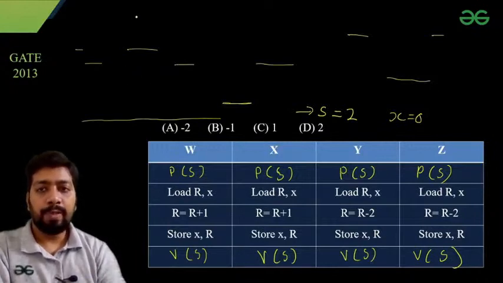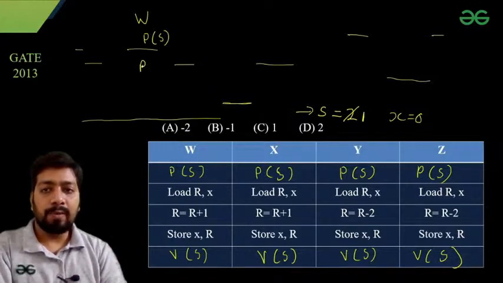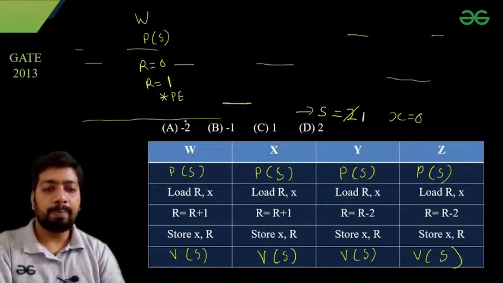So suppose first W wants to be executed. So W will perform the P of S. So P of S is performed, so the value of S goes from 2 to 1. Fine. And then it reads the value and increments it, r equal to r plus 1. So r equal to 0, and then r equal to r plus 1, that is 1. And before storing the value, it is preempted.